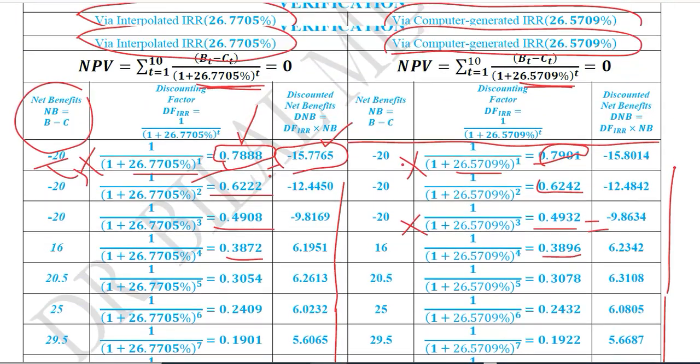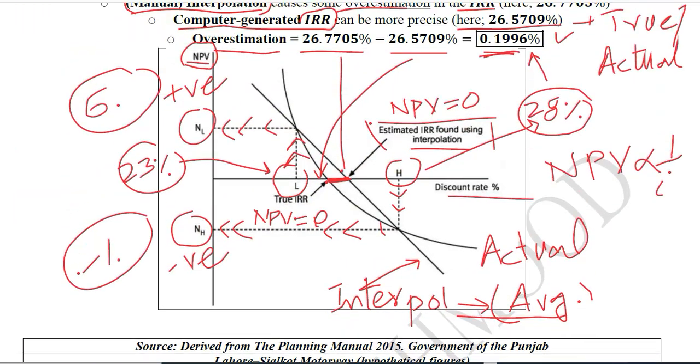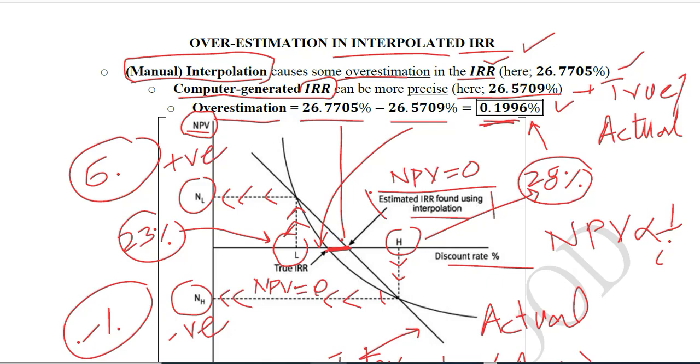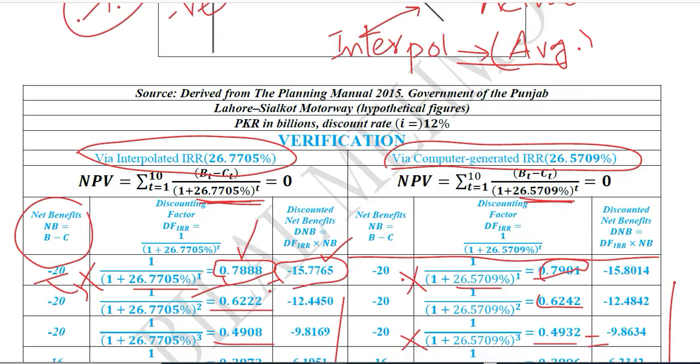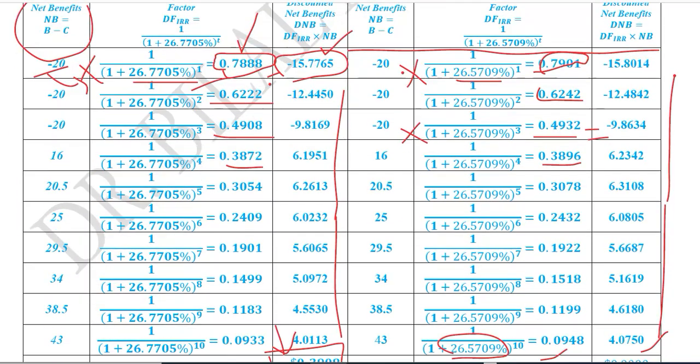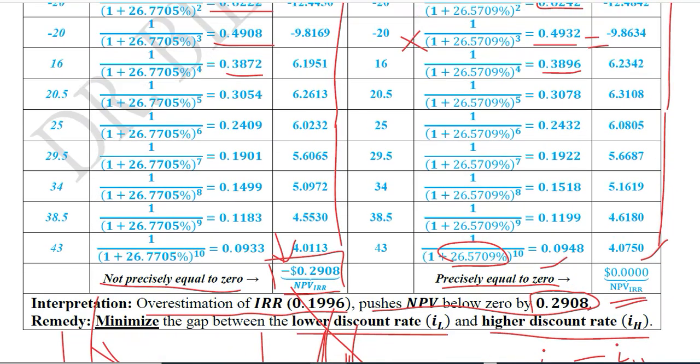So this is how we can understand one of the limitations of IRR, and the solution is also recommended. We have numerically verified and compared the two situations, and the solution is that we should minimize the gap between the lower discount rate and the higher discount rate. In this way, we have completed IRR, its understanding, its concept, its calculation, its verification, and finally in this part of the video, the limitation and its possible remedy.